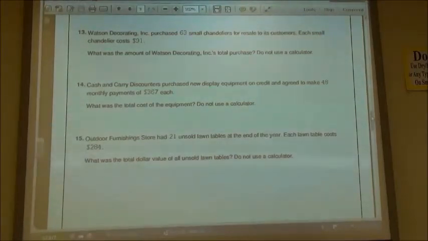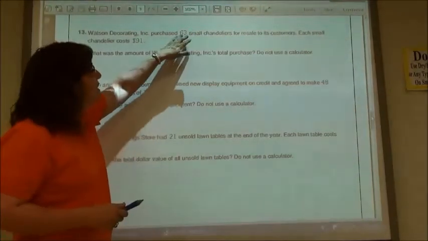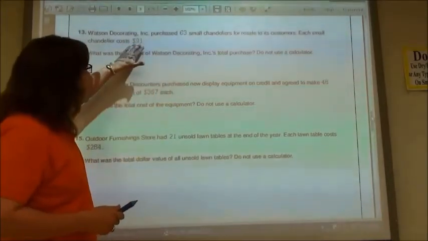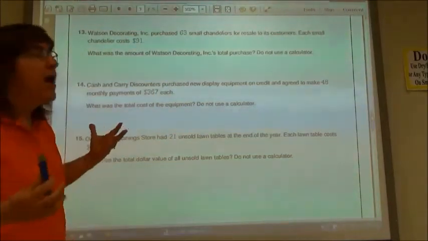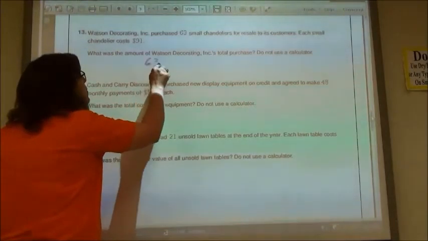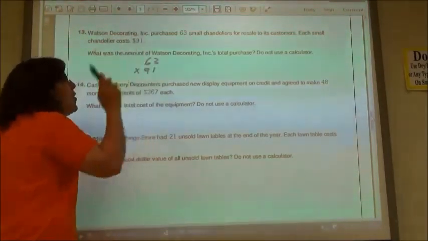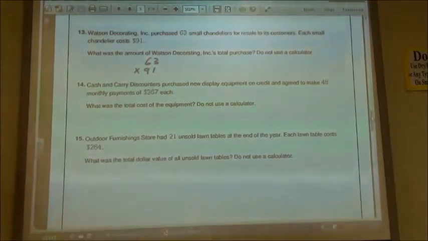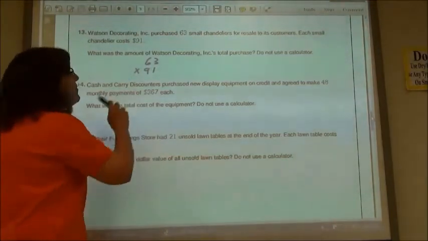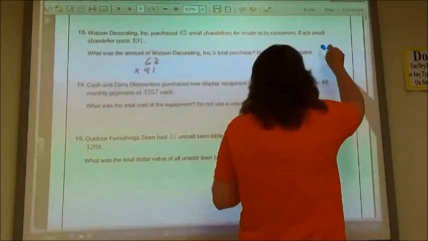Do not use a calculator. So I went and bought 63 chandeliers. Each of them cost me $91. I have to take 63 times 91. And if you do 91 times 63, you're going to end up with the same answer. I don't have enough space to write there, so I'm going to write it way over here.